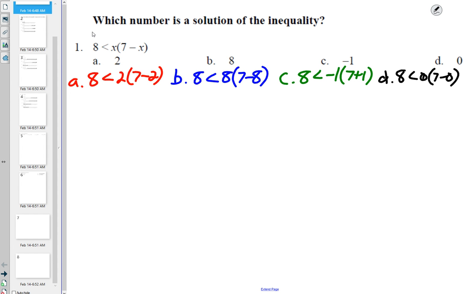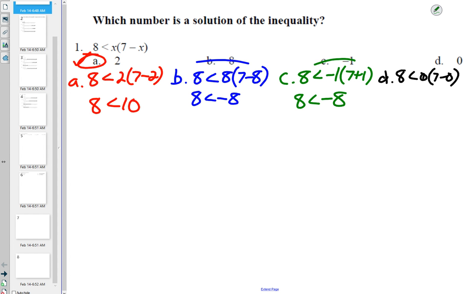Okay, here, use your fingers. What's 7 minus 2? It is 5. He didn't need it. 2 times 5 is 10. Is 8 less than 10? Yes, it is. So it does appear as of right now that this is going to be our answer here. It's going to be A. But just to be safe, let's try out the rest of them. What's 7 minus 8? Negative 1. Negative 1 times 8 is negative 8. So is 8 less than negative 8? No. On the next one, fingers again. What's 7 plus 1? 8. 8 times negative 1 is negative 8. No, again, 8 is not less than negative 8.